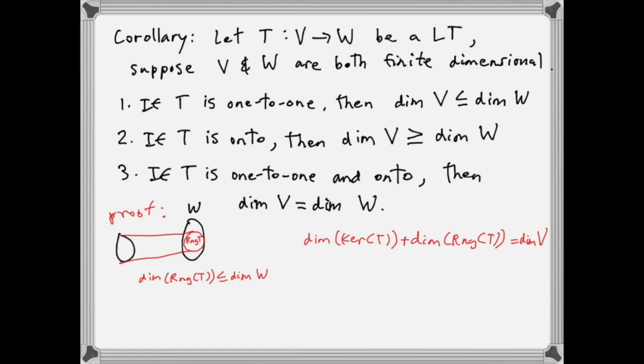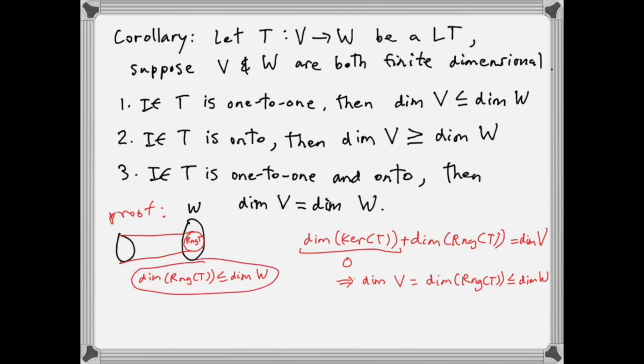If T is one-to-one, okay, if T is one-to-one, then that means that this guy is 0. So what does that mean? This implies that the dimension of V is equal to the dimension of the range, which is less than or equal to the dimension of W. That's what I wrote down over here. And so that proves the first part.